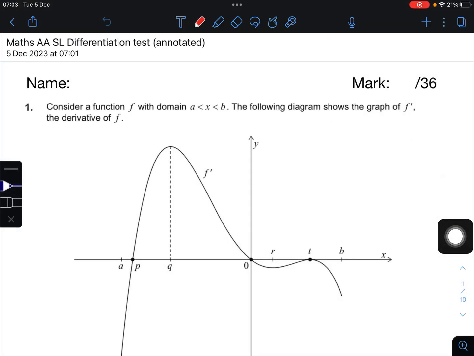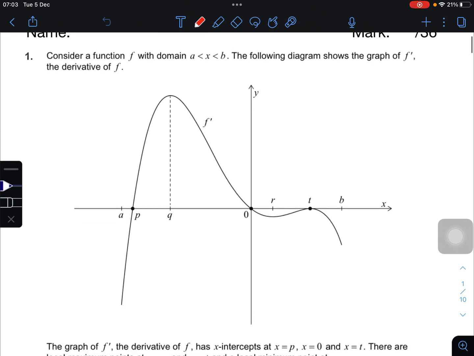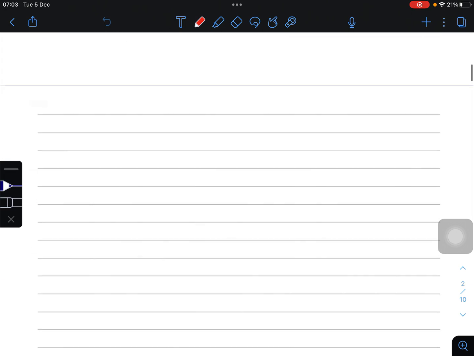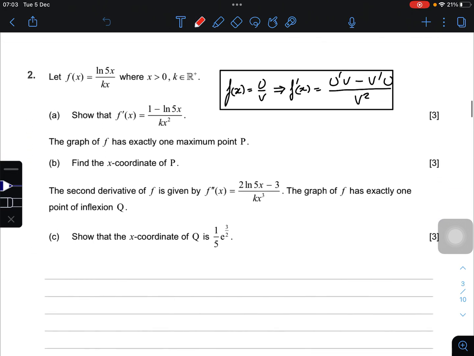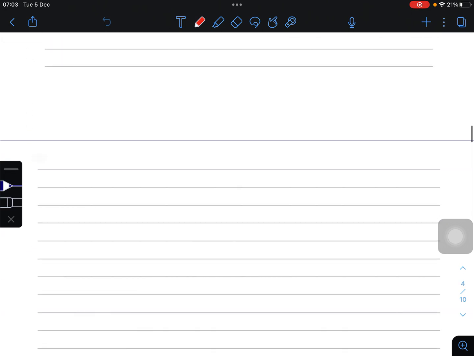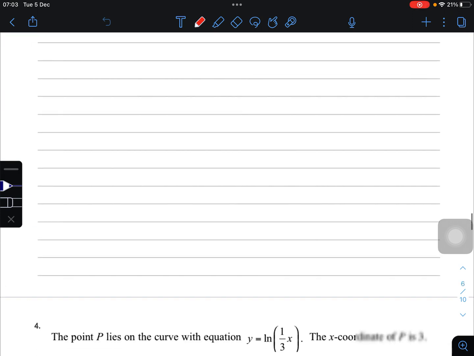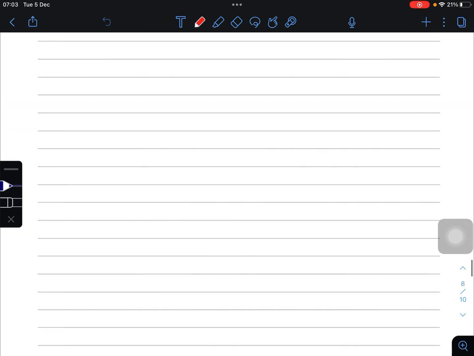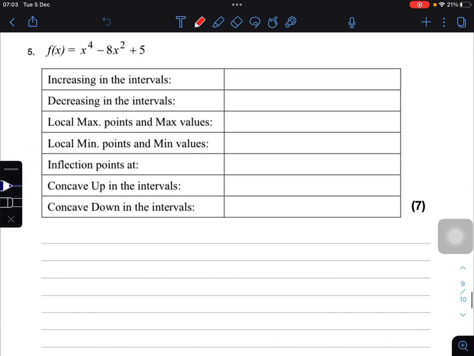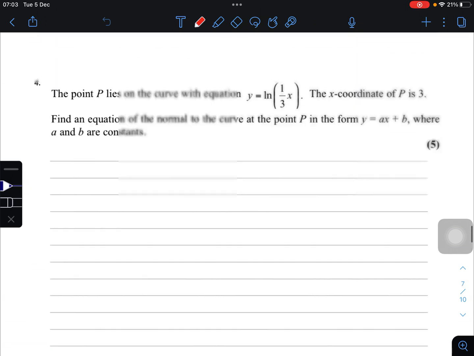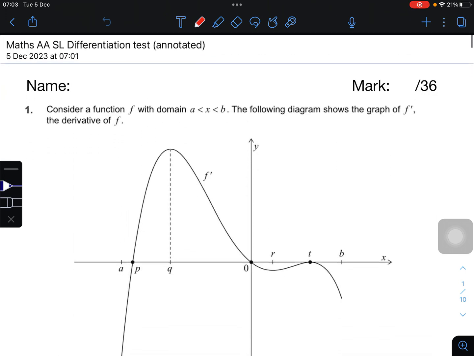Okay, let's go through your test paper on differentiation. It consisted of 5 questions and 36 marks. Talking through the questions, question 1 was an IB question. Question 2 was an IB question, I think. Question 3 was not, but that's fairly standard in terms of what you're getting. Question 4 was also not. And then question 5 was more testing our knowledge. So I'd call that more of a textbook question, filling in the boxes on that paper.